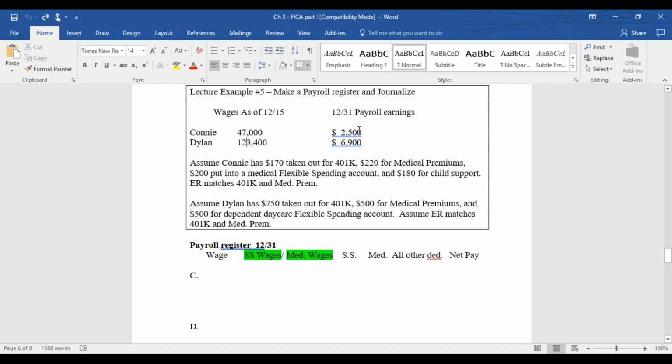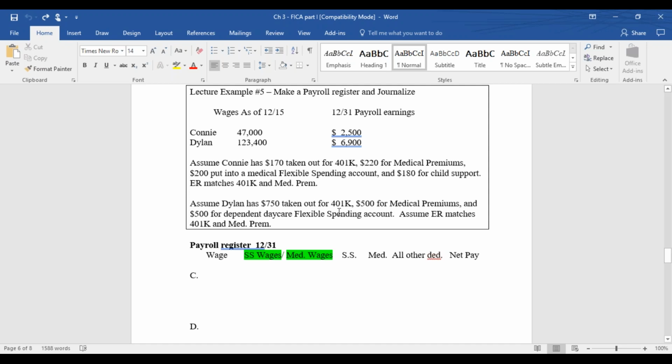When we look at their gross pay, Connie has earned $2,500 gross, Dylan $6,900. We're going to need to take that and determine how much is taxable for Medicare. That's the best place to start. Then decide, out of, say, $6,900, let's say $6,700 was taxable. I haven't even looked at it, so that's probably not the answer, I just made that up. If I was to add $6,700 to this amount, I would go over the cap. Therefore, my Social Security needs to be less than that $6,700.